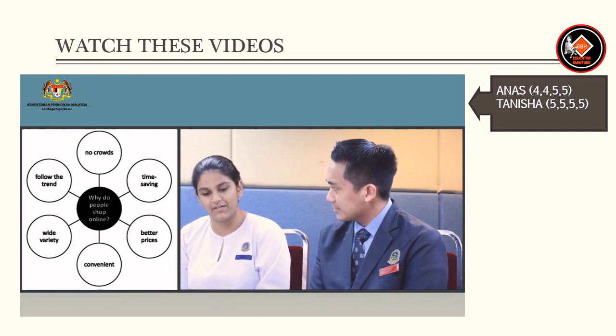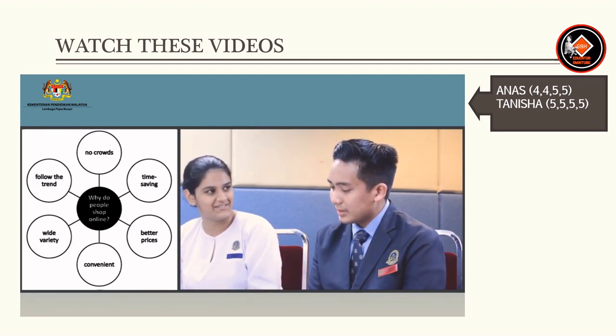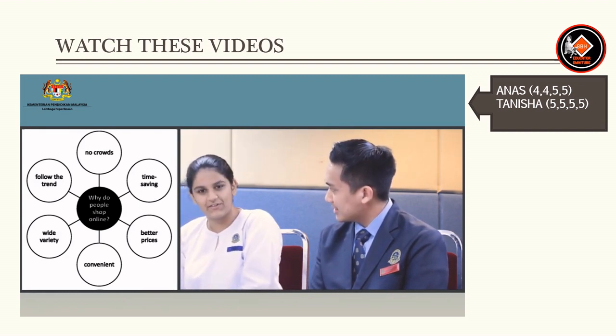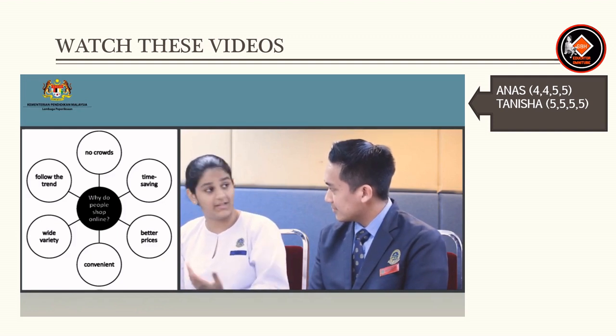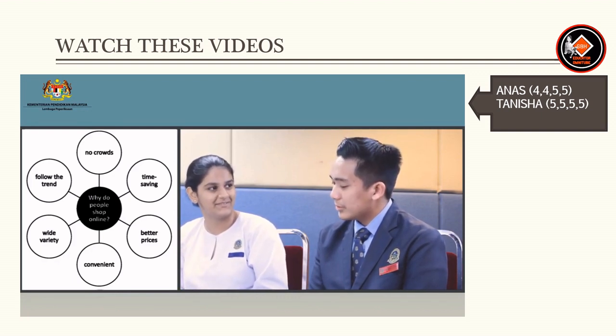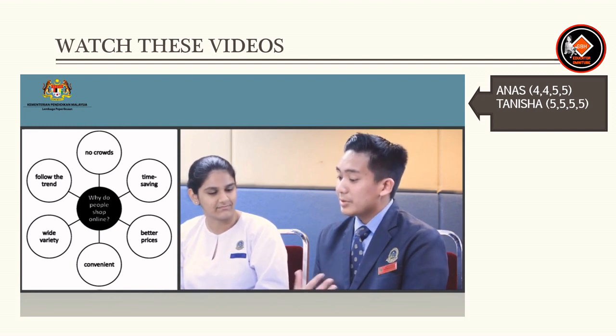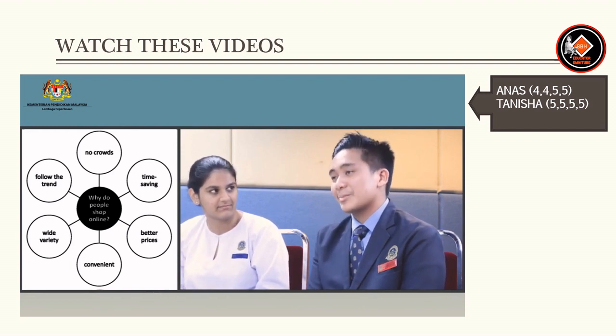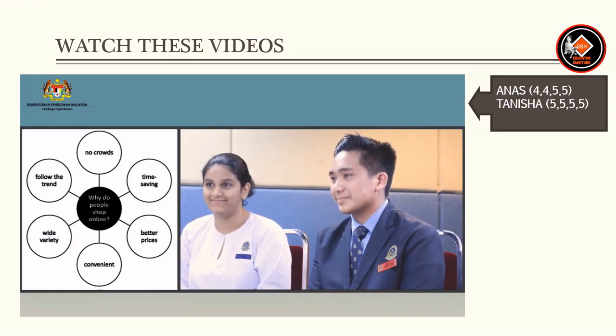I agree, but I also think that convenience is a big reason. And why is that? Because it is very convenient to shop online because we can just stay in our homes. We don't have to go outside. Okay, so in our opinion, people shop online right now because it's much more convenient than going to the mall. Okay, thank you.